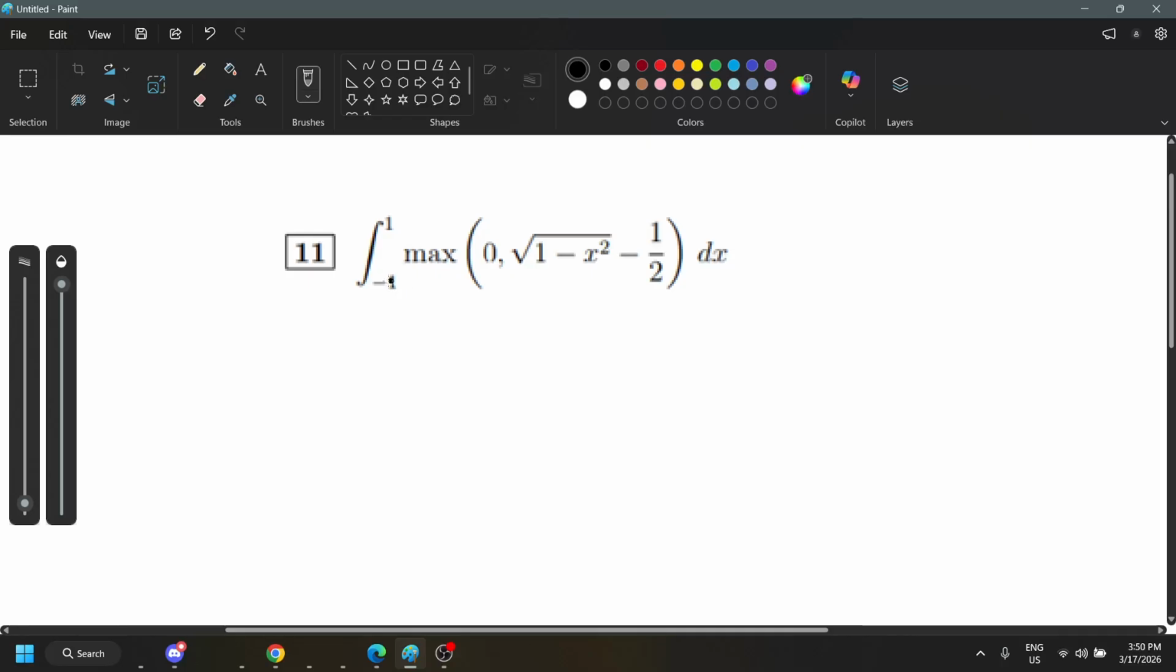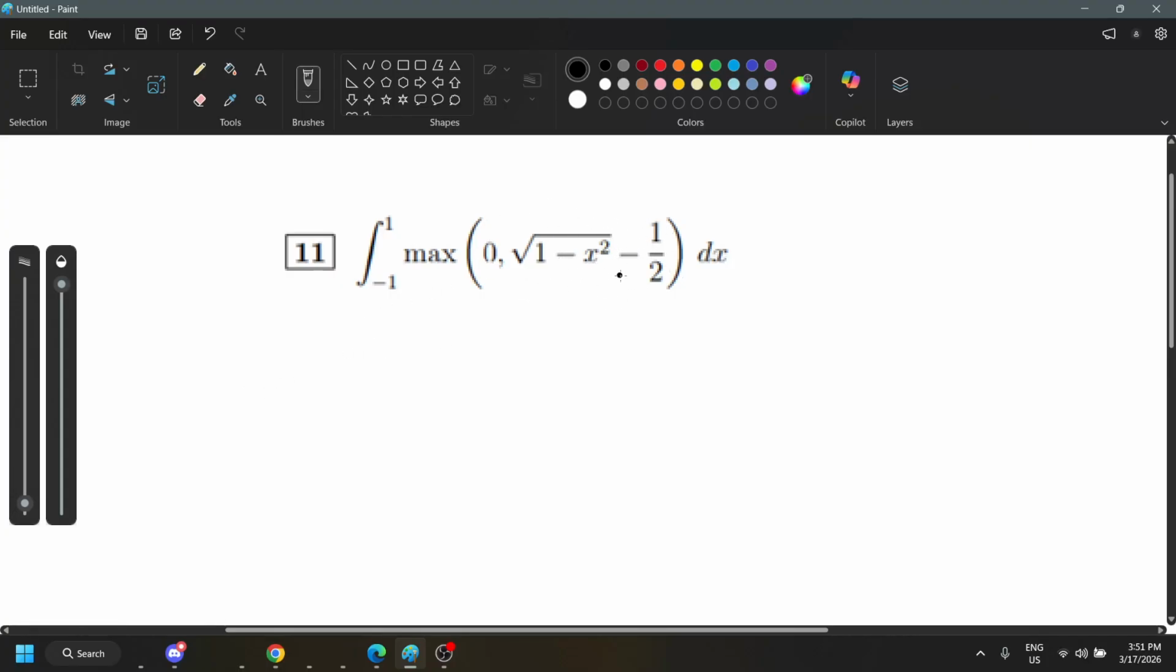Okay, so we're trying to find the integral from -1 to 1 of the max of either 0 or the square root of 1 minus x squared minus a half dx. Okay, so first off, let's find when this is less than 0.